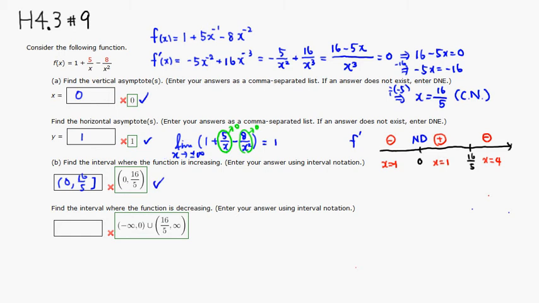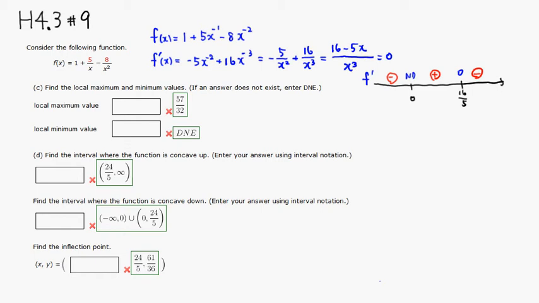And the interval where it's decreasing will be negative infinity to 0, and also 16 over 5 to infinity. I would probably write it this way, and I would include 16 over 5. Either way is fine. So we got that. So let's look at the parts.